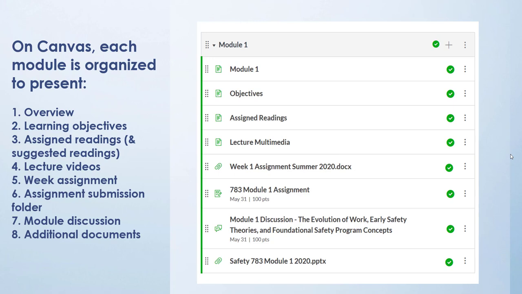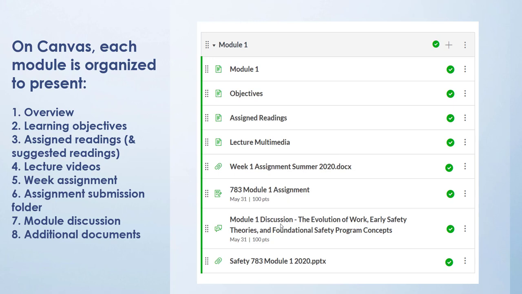If you're watching this, you've probably already viewed Module 1. All the modules are going to be in a similar format. Module 1 is more of a description or an overview. Then I've got the learning objectives, the assigned readings, and lecture multimedia, which tend to be the videos and links. I've got an actual Word document for the assignment. It's got the questions you fill out, basically the summaries and the reflection. Then this is where you upload it.